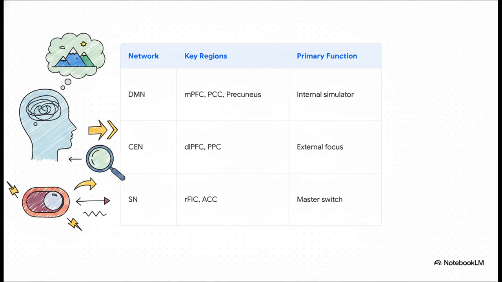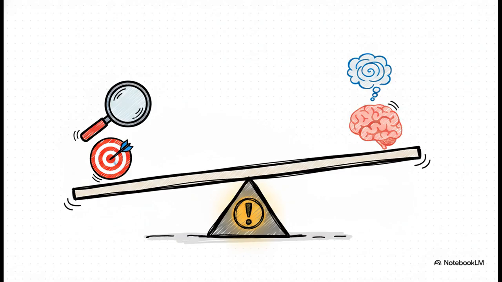And finally, you have the salience network. This features the anterior insula and anterior cingulate cortex. You can think of the salience network as the master switch. It detects relevant stimuli and decides which of the other two networks gets to take the wheel. Now here's where it gets interesting.